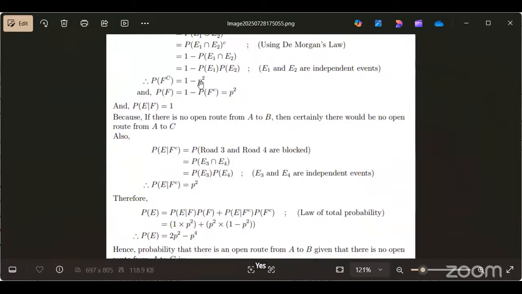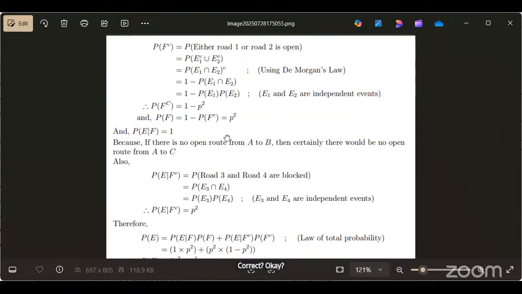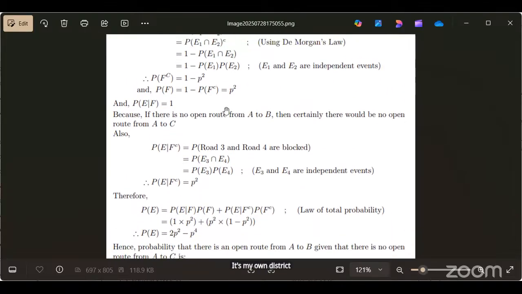Now, the probability of F complement is 1 minus P square. So the probability of F will be 1 minus the probability of F complement, which is P square. F is basically that my A to B road is blocked. So that is P square. Correct? Okay, understood.